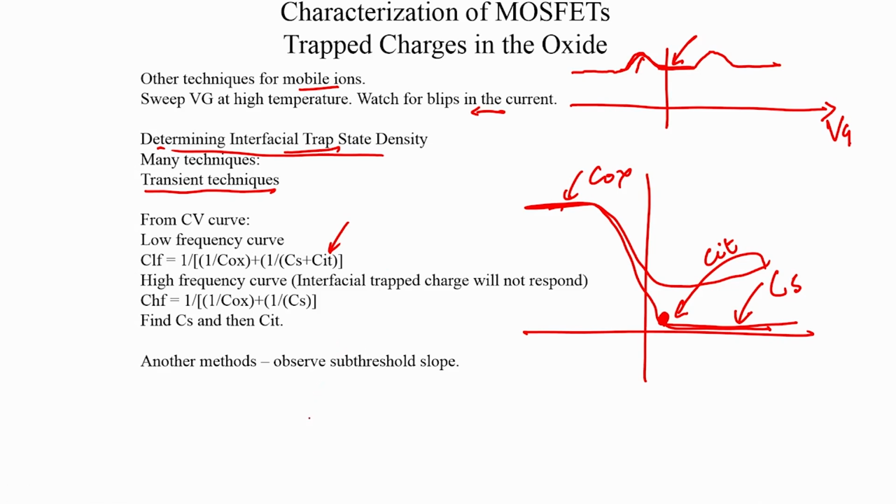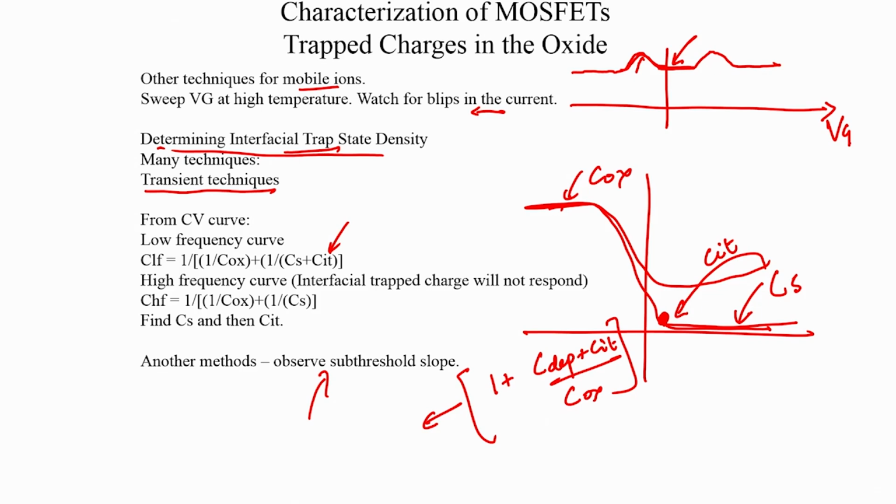Okay. And yet another option is to measure the subthreshold slope, because the subthreshold slope has this term of C depletion plus C interface by Cox built into the definition of the subthreshold swing. So, this is yet another technique to measure the interfacial trap capacitance. So, that is all with regards to the extraction of trapped charges in the dielectric.